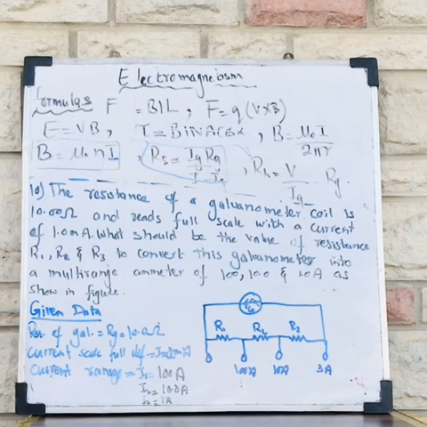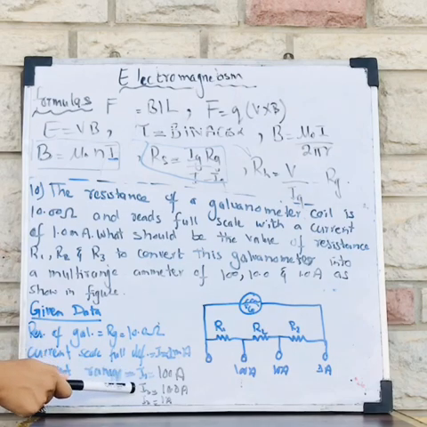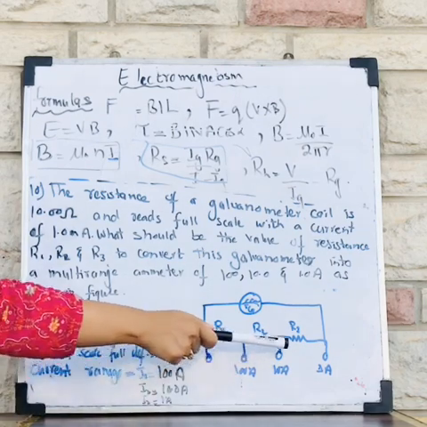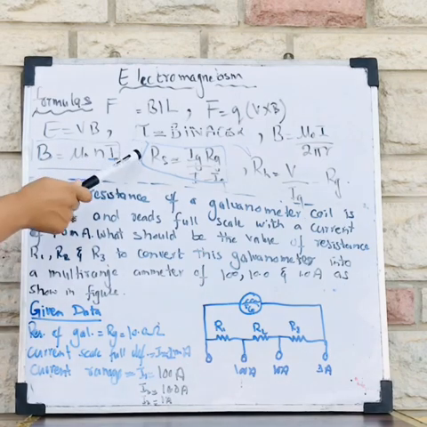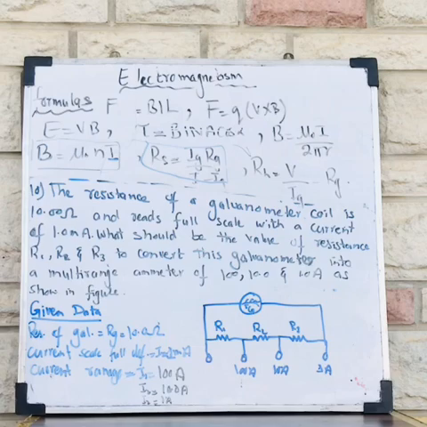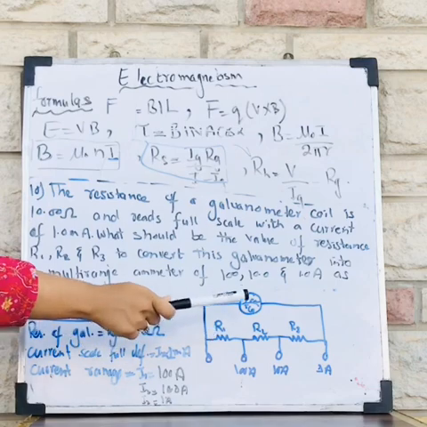So let's find the given data from this statement. The resistance of the galvanometer is Rg, which is 10.0 ohms. The full scale deflection current is 1.0 milliampere, or 1.0 into 10 to the power minus 3 ampere. The current ranges are I1, I2 and I3. These are my given data, and my demand is to find the shunt resistance. This is the formula for shunt resistance, so let's use it and find the shunt resistance for R1, R2 and R3.